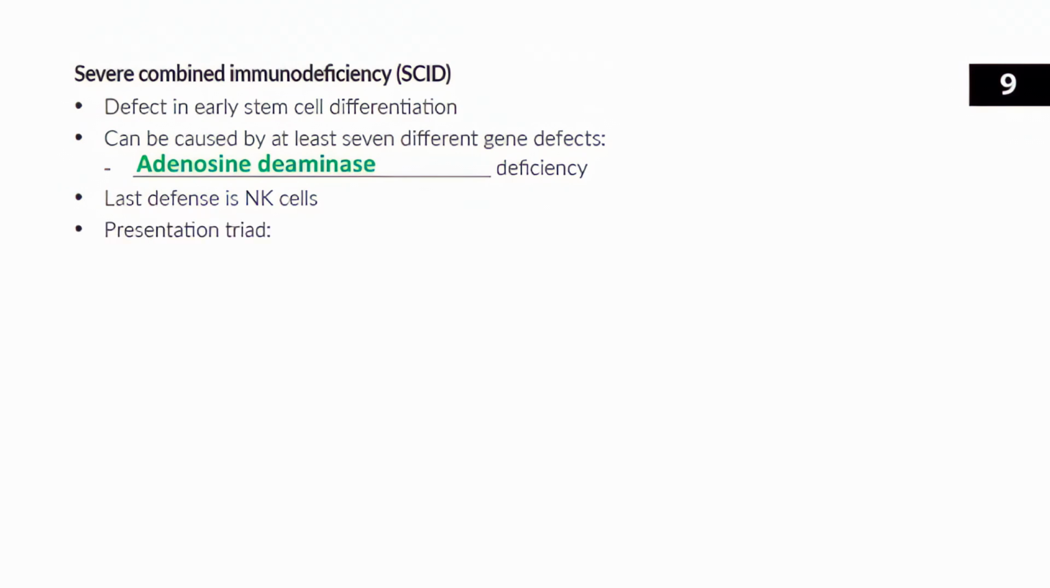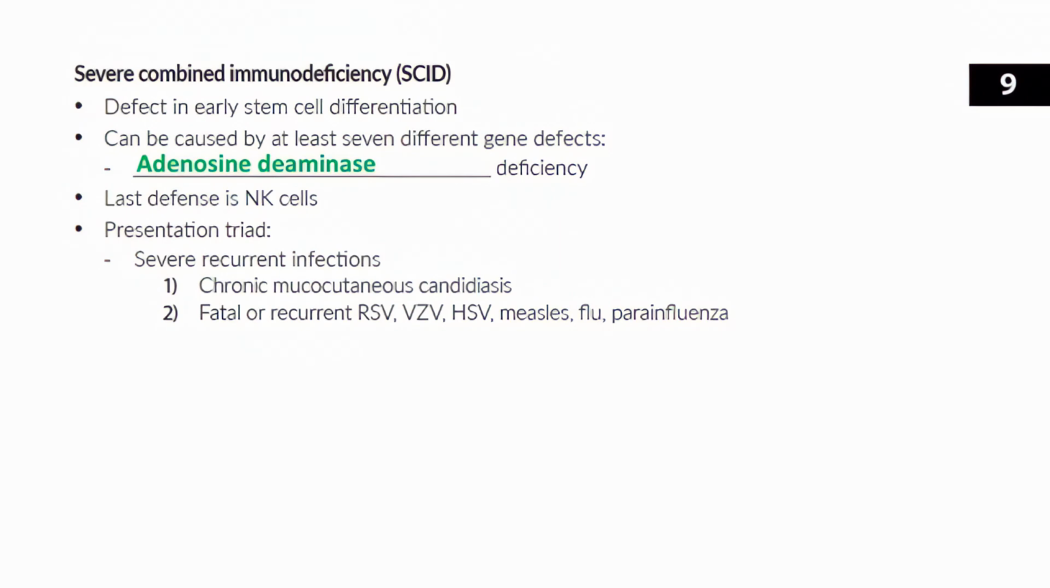SCID patients present with a classic triad that includes severe recurrent infections, specifically chronic mucocutaneous candidiasis, fatal or recurrent viral infections like RSV, varicella zoster, herpes simplex, measles, flu, or parainfluenza, and also Pneumocystis pneumonia, or PCP. The second part of the triad is chronic diarrhea, and the third part is failure to thrive. So, know that triad: recurrent infections, chronic diarrhea, and failure to thrive.